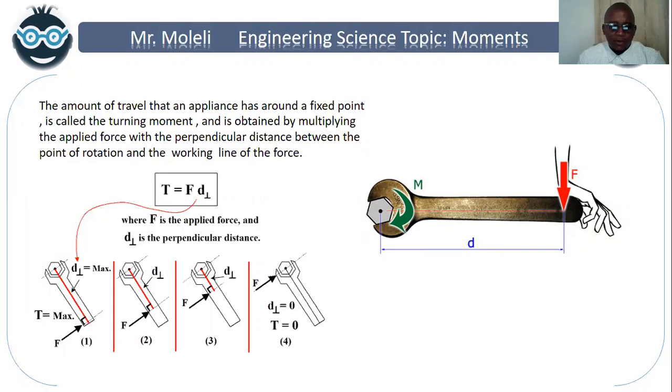All right, now let us start with our work for today. Looking at the slides that I believe you can see, I've given a picture of a spanner here. So I decided that before we do anything, we must first understand what a moment is. A moment is the amount of turning that a plane has around a fixed point and is obtained by multiplying the force with the perpendicular distance between the point of rotation and the working line of force. That will be explained in a few minutes.